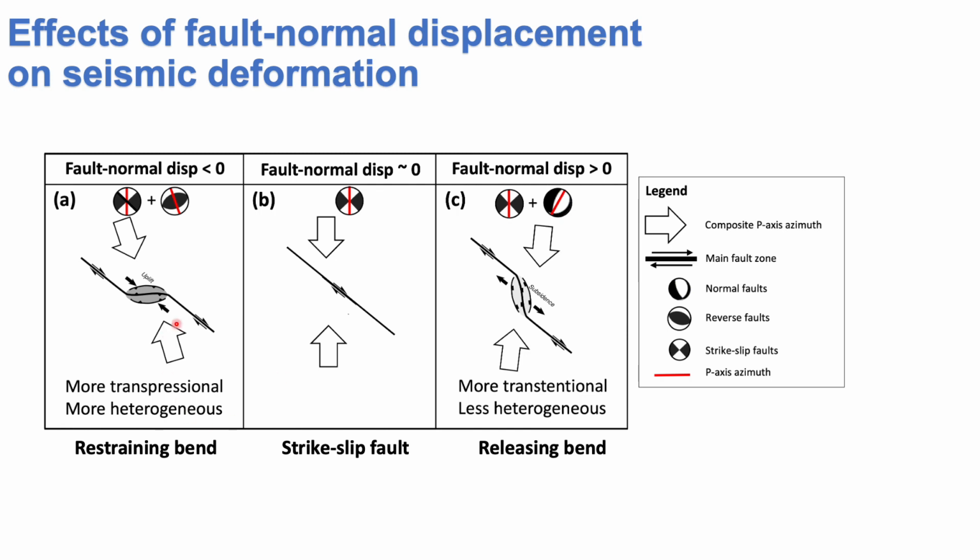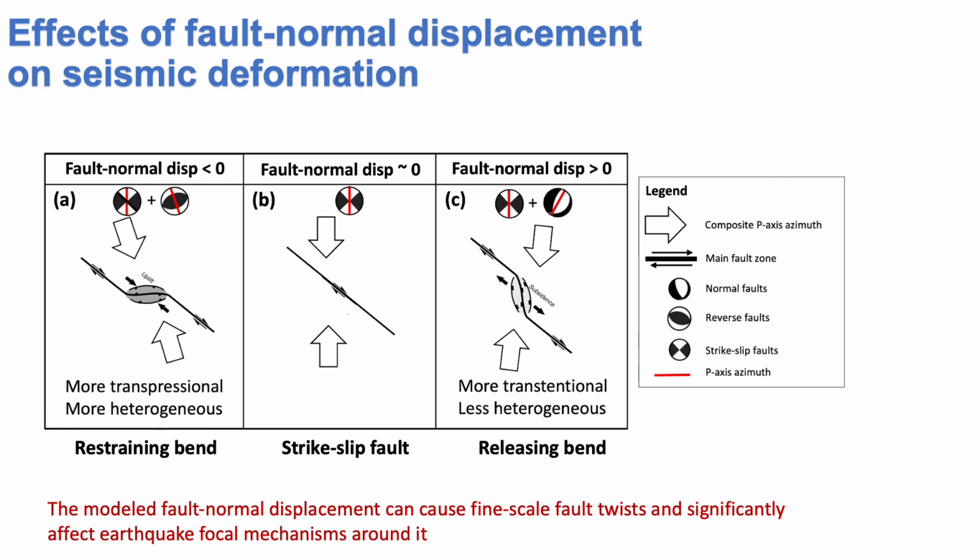Here is a possible mechanism of how the fault normal displacement affects the surrounding seismic deformation. When the fault normal displacement is smaller than 0, it will generate a fine-scale restraining band and cause more oblique reverse faulting events and lead to the counterclockwise rotation of the P-axis. When the fault normal displacement is larger than 0, it will generate a fine-scale releasing band and cause more oblique normal faulting events as well as the clockwise rotation of the P-axis. So the modeled fault displacement can cause a fine-scale fault twist and significantly affect the earthquake focal mechanisms around it.